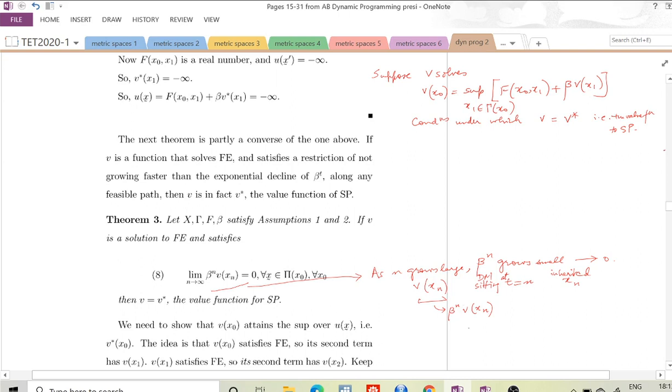So if this condition is satisfied, it looks like something of a transversality kind of condition. If this condition is satisfied, then the function V that solves Bellman's equation will be V star, the value function to the sequences problem.